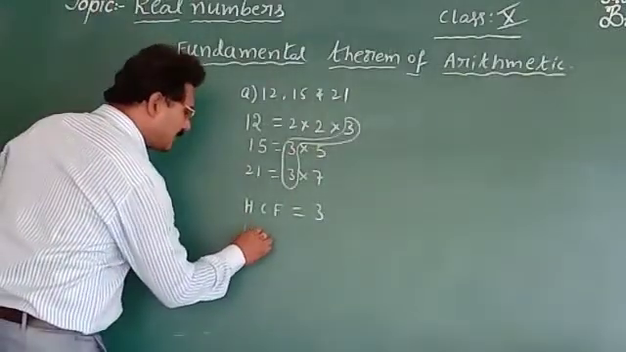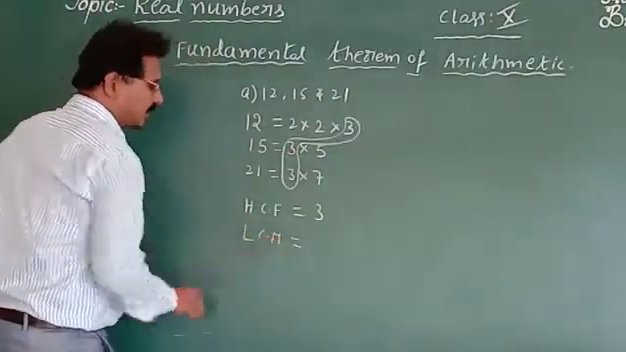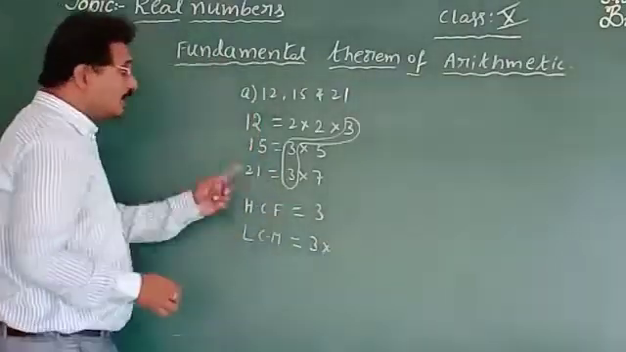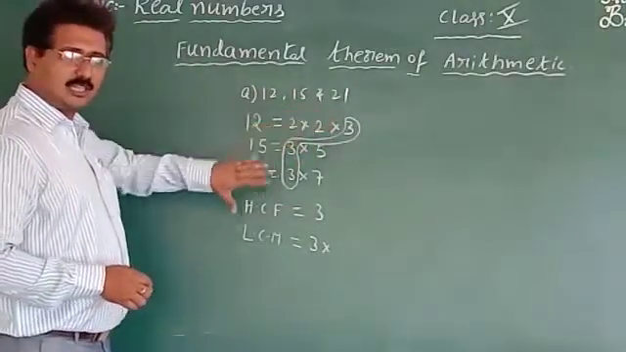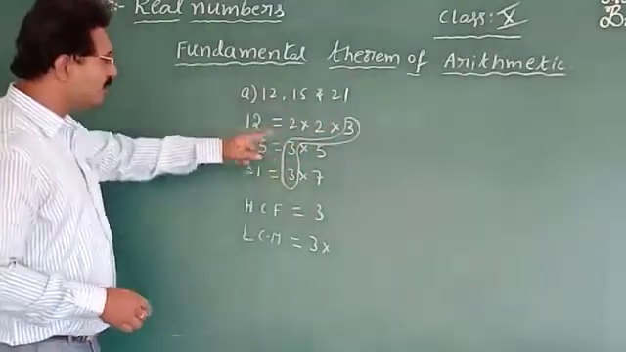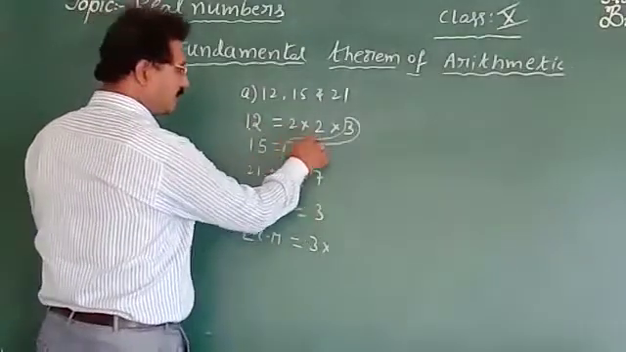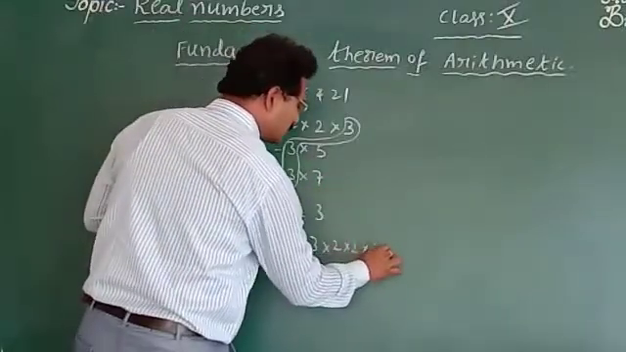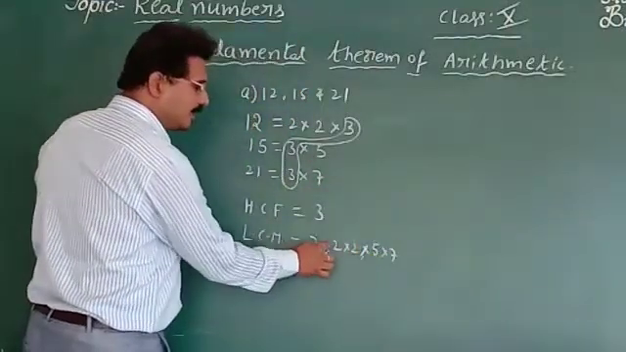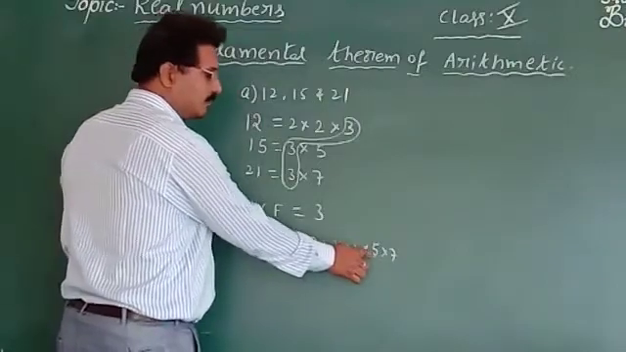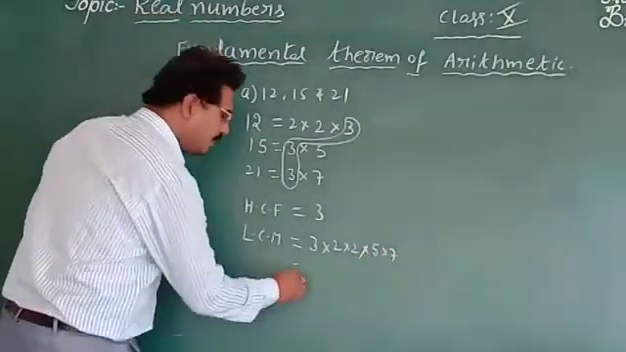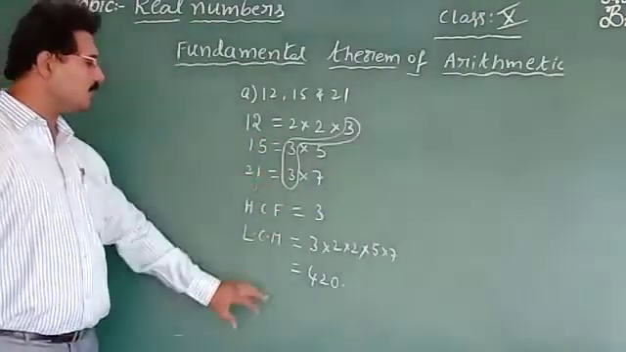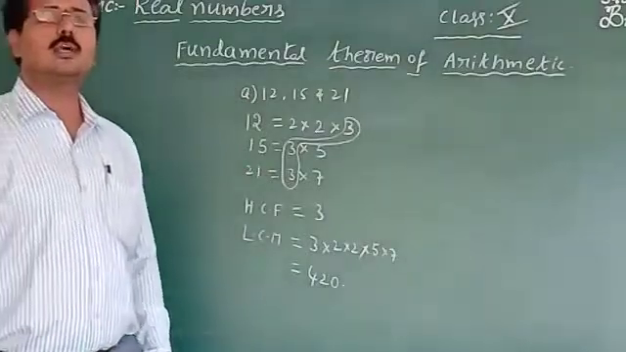Next, how to write the LCM by using this prime factorization method. If you want to write the LCM, first you write the HCF and then the remaining factors. What are the remaining factors other than the HCF? That means 2 into 2 into 5 into 7. Which is equal to: 3 twos are 6, 6 twos are 12, 12 fives are 60, 60 into 7 is 420. Therefore, in this problem the HCF is equal to 3 and the LCM is equal to 420.